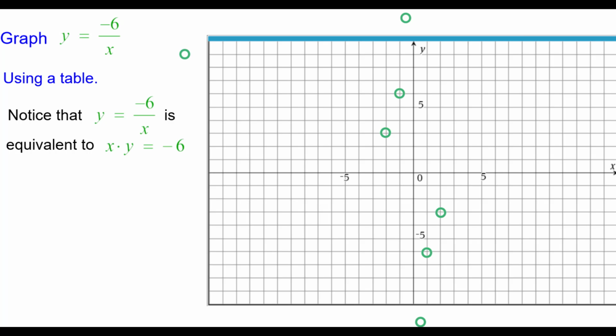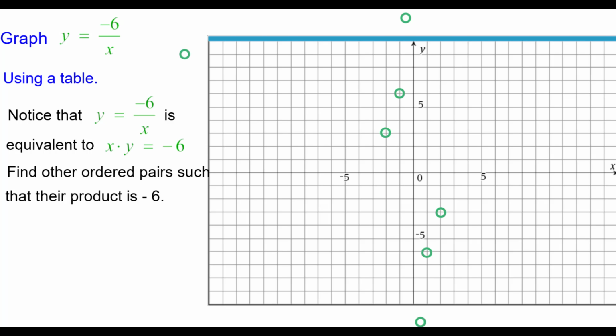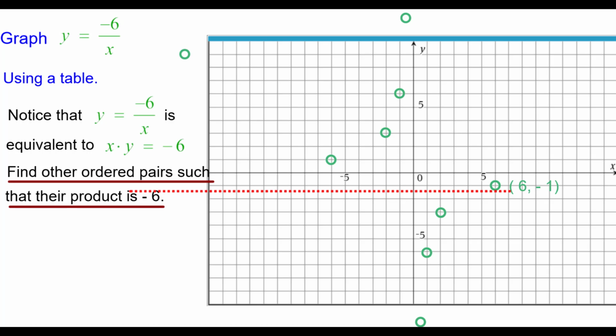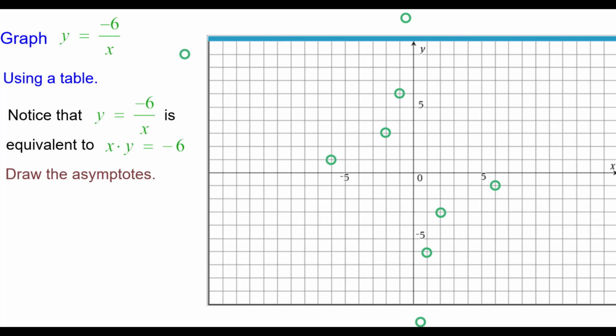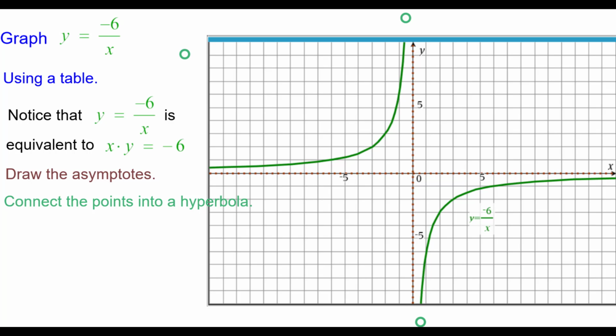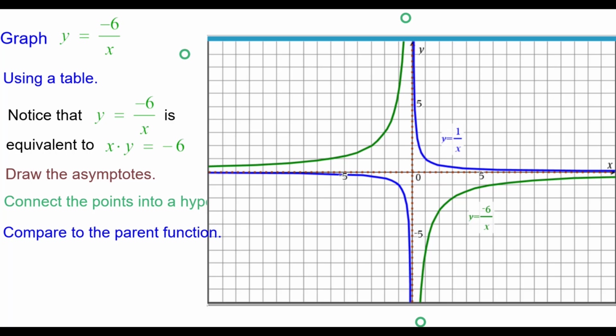Again, notice that this equation is equivalent to x times y equals -6, so we need other ordered pairs such that the product of those x and y coordinates is -6, and so we're going to use -6, 1 and 6, -1, though there are several others that would work as well. Draw the asymptotes. The boundary lines are going to be the x and y axis, and connect the points into two branches of a hyperbola. We compare it to the parent function that's in the first and third, and our graph is in the second and fourth because of that negative sign.